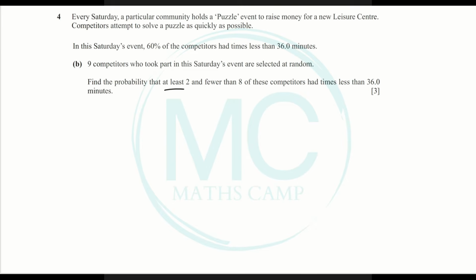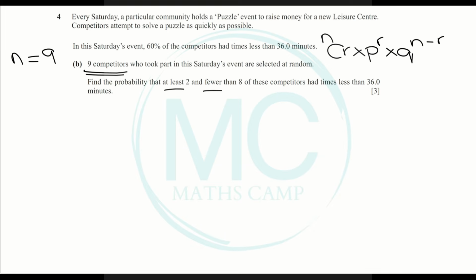The words at least and fewer show us we are working with either binomial distribution or geometric distribution, but the question tells us that we have a total of 9 competitors. So we are working with binomial. So we can use the formula NCR multiplied by P with an exponent of R multiplied by Q with an exponent of N minus R. N is the total number of elements which in this case is our 9 competitors. So N is equal to 9.